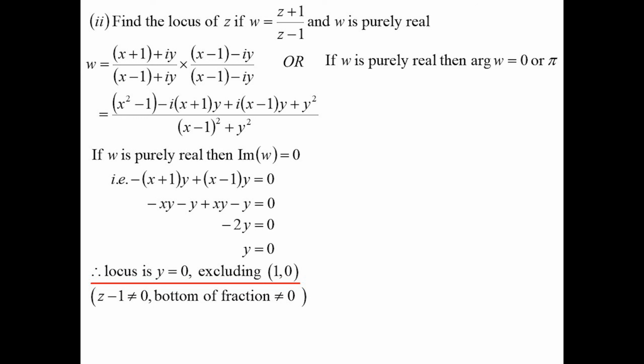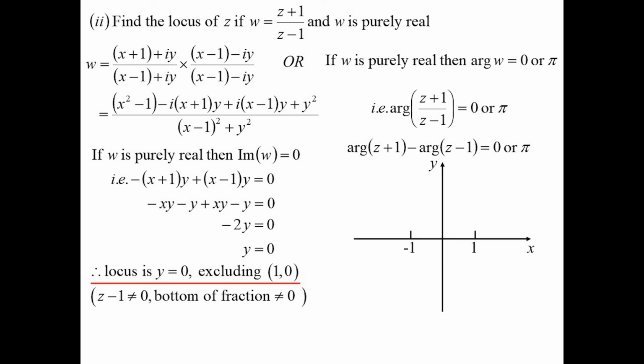If w is purely real, then I know the argument of w is either 0 or pi. So we're saying the argument of z plus 1 on z minus 1 is 0 or pi. What does this mean? Well, if I play around with it, argument of z plus 1 minus the argument of z minus 1. So the difference between these two arguments is either 0 or pi. Draw a little picture here. There's 1, there's minus 1. We want to place z in a position such that when I join them up to minus 1 and 1, their arguments are either the same, difference is 0, or differ by 180 degrees. So that'd be vectors going in opposite directions.